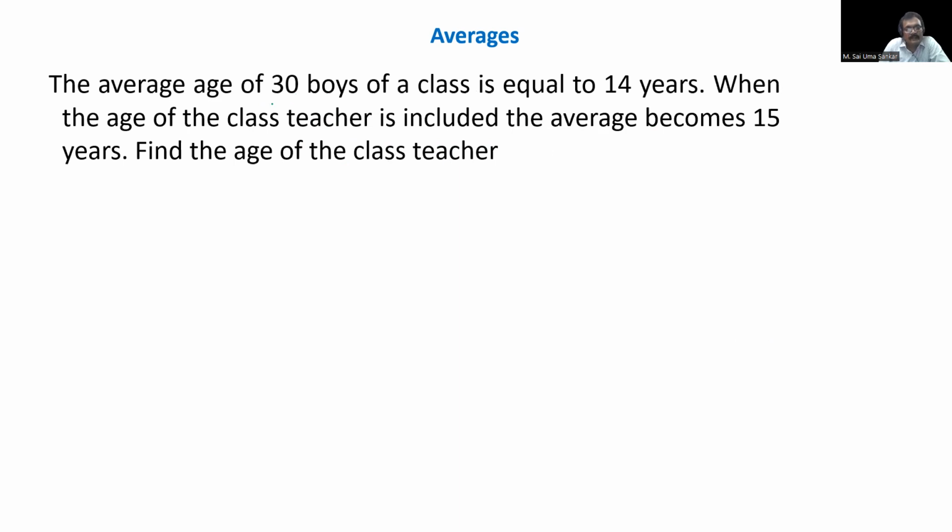Now, the average of 30 boys of a class is equal to 14 years. When the age of the class teacher is included, the average becomes 15 years. Find the age of the class teacher. See, 30 members, average is equal to 14 years. If the class teacher is included, then also let us take 14.